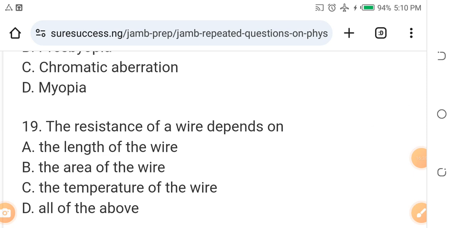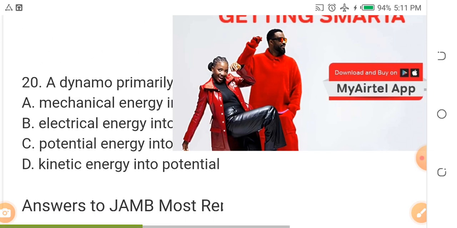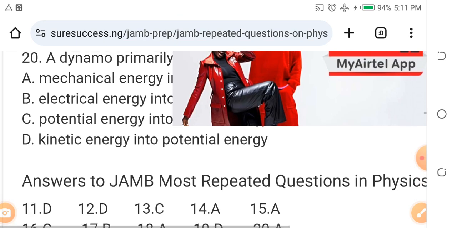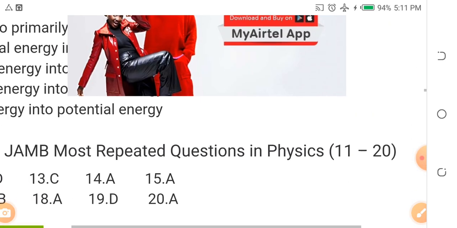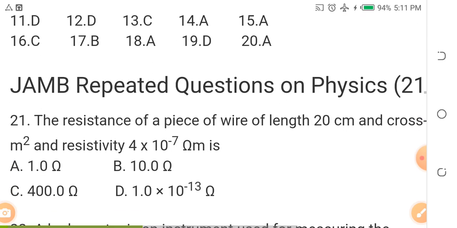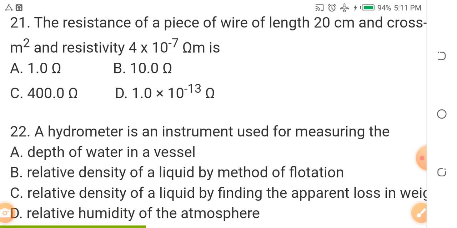The resistance of a wire depends on dash. A. Length of the wire. B. Area of the wire. C. Temperature of the wire. And D. All of the above. The answer is actually all of the above. The resistance of the wire depends on all of the points I just mentioned. Are you still with me? Okay, let's look at this question.